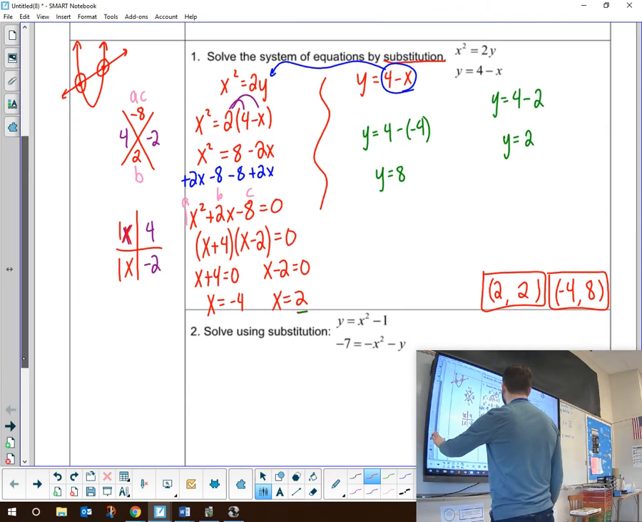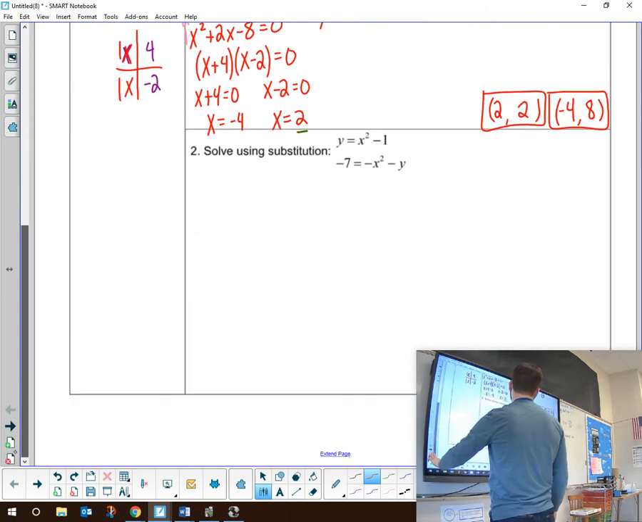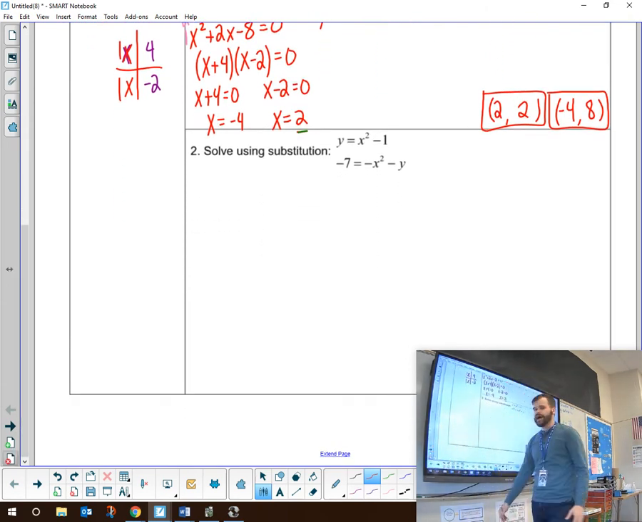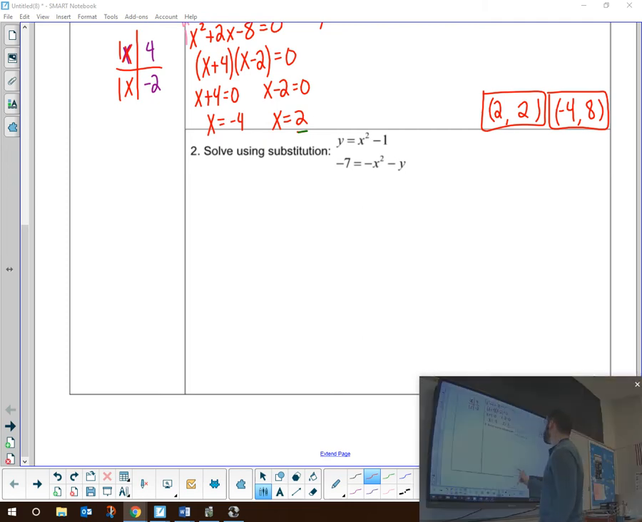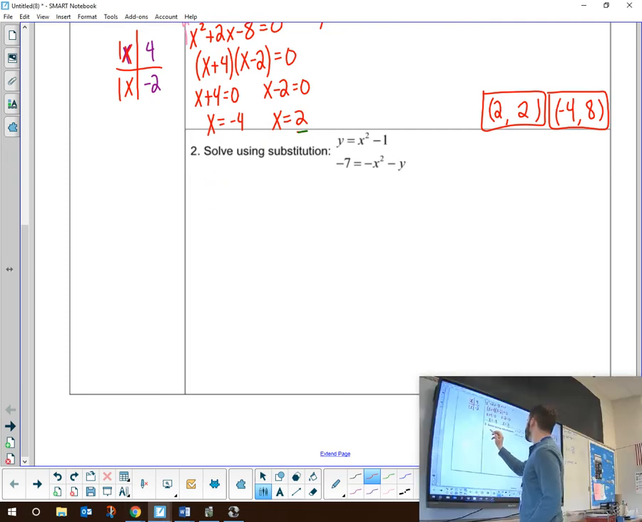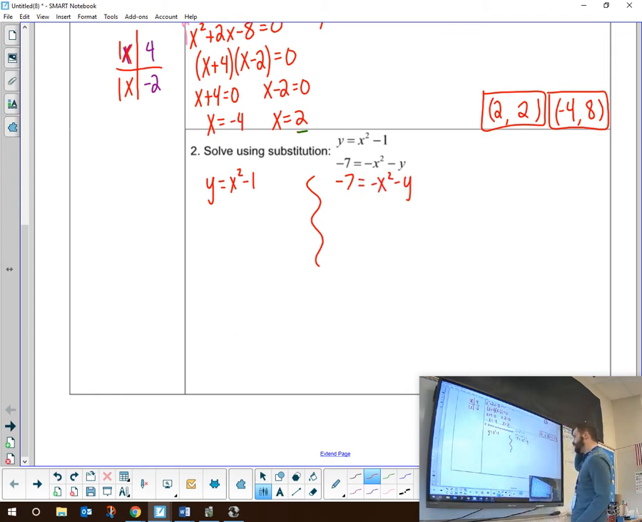Let's take number 2 here, for instance. So first step, write it out, right? We're going to take our 2 things, make sure we have lots of space, and write this out. We're going to write out y equals x squared minus 1, and I'm going to write out -7 equals -x squared minus y.